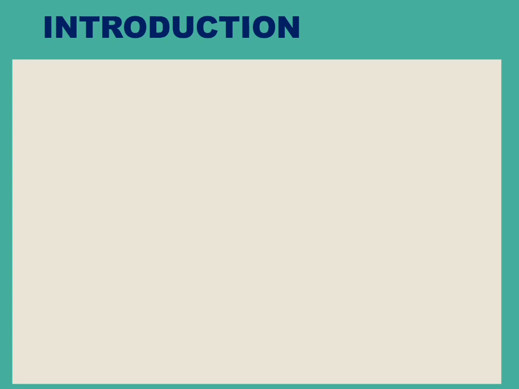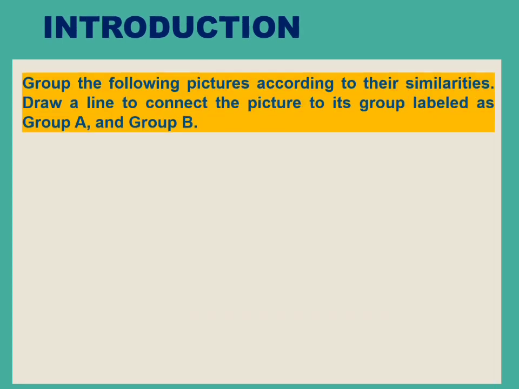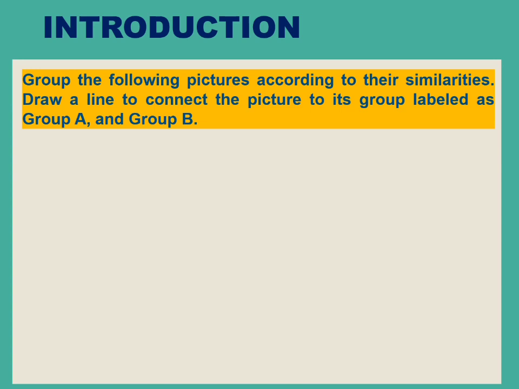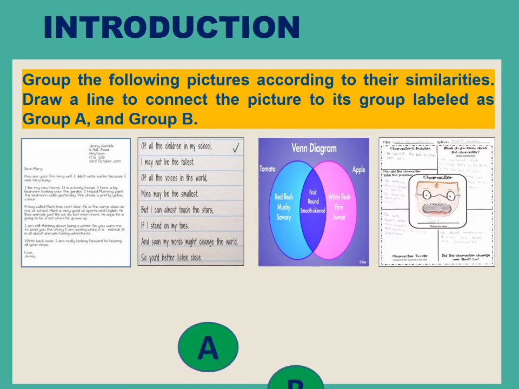As an introductory activity, group the following pictures according to their similarities. Draw a line to connect the picture to its group, labeled as Group A and Group B. Are you ready to perform this activity? Then, begin!